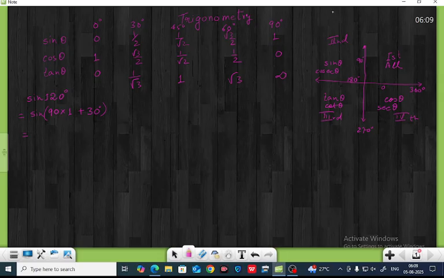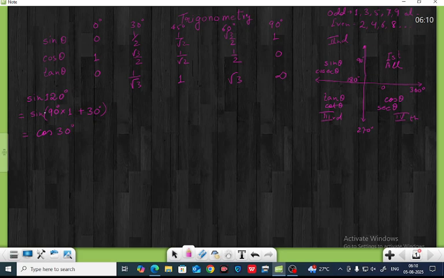We have two things. One is odd number: odd numbers are 1, 3, 5, 7, 9, etc. An even number is 2, 4, 6, 8, etc. Since here the 90 degree is multiplied by 1, and 1 is an odd number, it will change from sin to cos. It will be cos 30 degree, right?